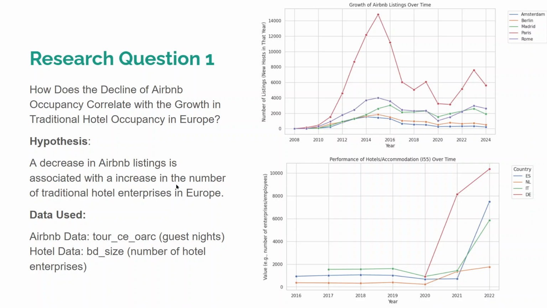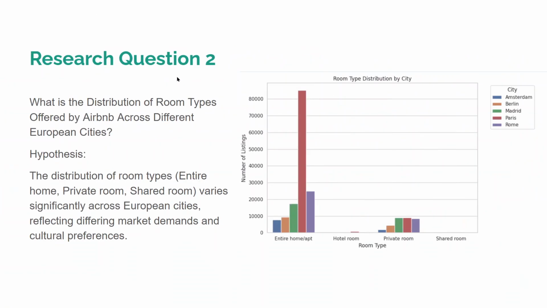hypothesis. So next research question is, what is the distribution of room types offered by Airbnb across different European cities? My hypothesis was the distribution of room types, entire room, private room, shared room, etc., varies significantly across European cities.